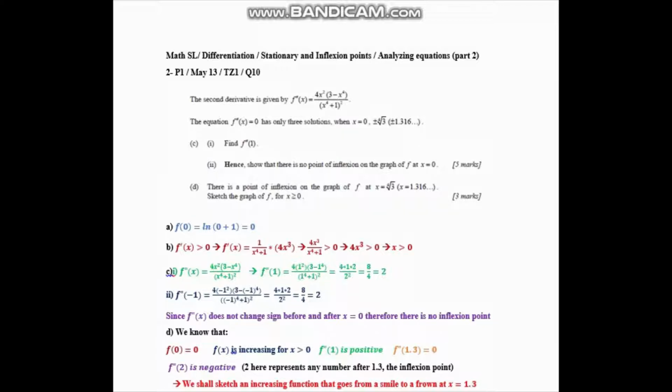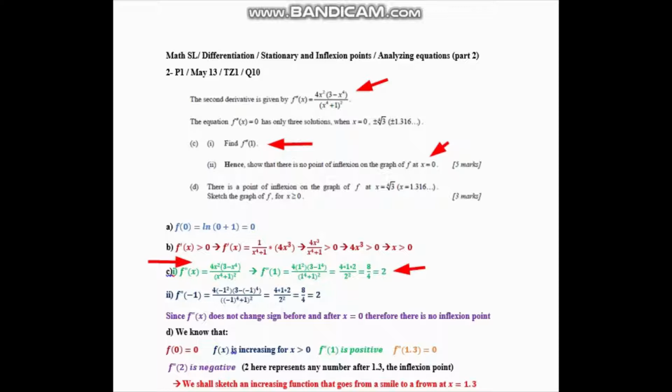So for question C, we are required to find f double dash of 1. Given that this is f double dash, I simply rewrote f double dash here in green and substituted x with 1, and I did some simplification to get a final answer of 2. In part (ii), I am told, hence show that there is no point of inflection at x equals 0.